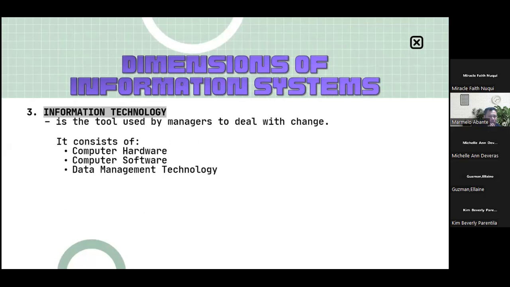Data management technology, which consists of the software governing the organization of data on physical storage media. And lastly, we have networking and telecommunications technology, which includes physical devices and software that links the various pieces of hardware and transfers data from one physical location to another. All these technologies collectively form the firm's IT infrastructure that provides the foundation or platform on which the firm can build its specific information systems.